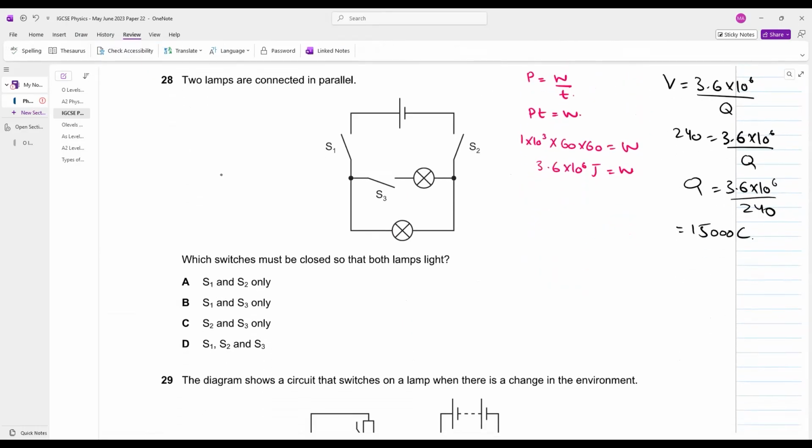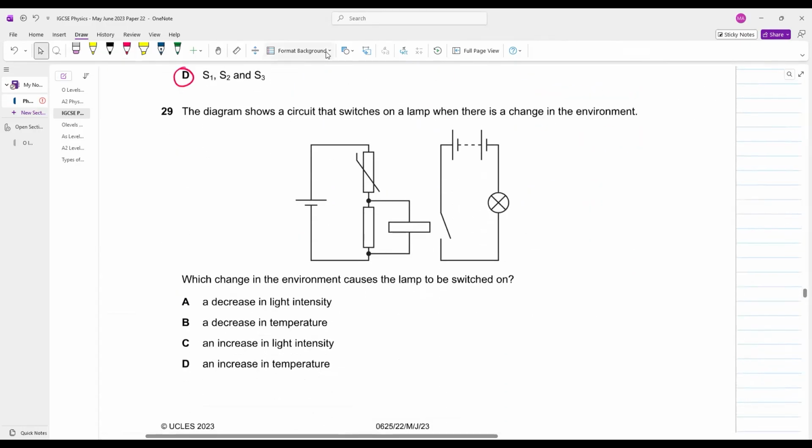Two lamps are connected in parallel. Which switches must be closed so that both lamps light up? बेटा कौन कौन से switches close करने पड़ेंगे for both lamps to light up? Switch 2, switch 1 close होगा. Switch 3 will also be closed so that both the lamps light up. D is your answer. यहाँ पे आ जाओ.